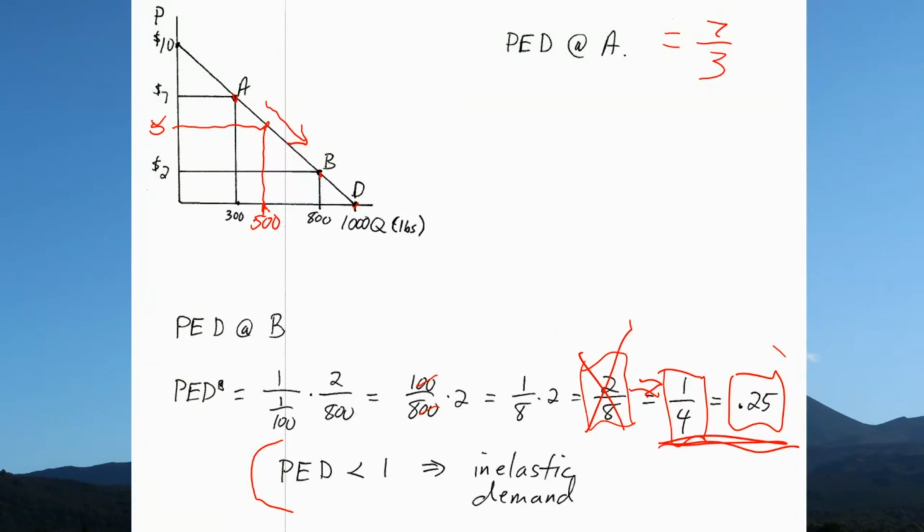Okay, I can just take half of 10 to get my price midpoint, and I can take half of 1,000 to get my quantity midpoint, and that's going to be my midpoint right there. And at that particular point, PED is going to be equal to 1, unit elastic.